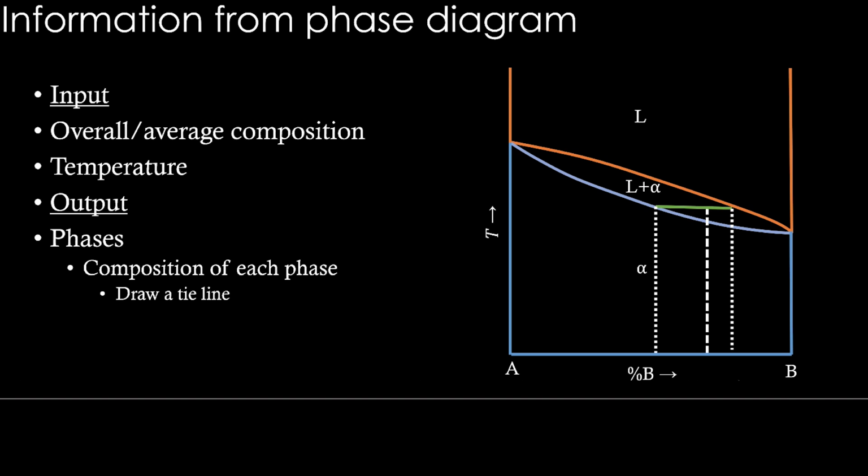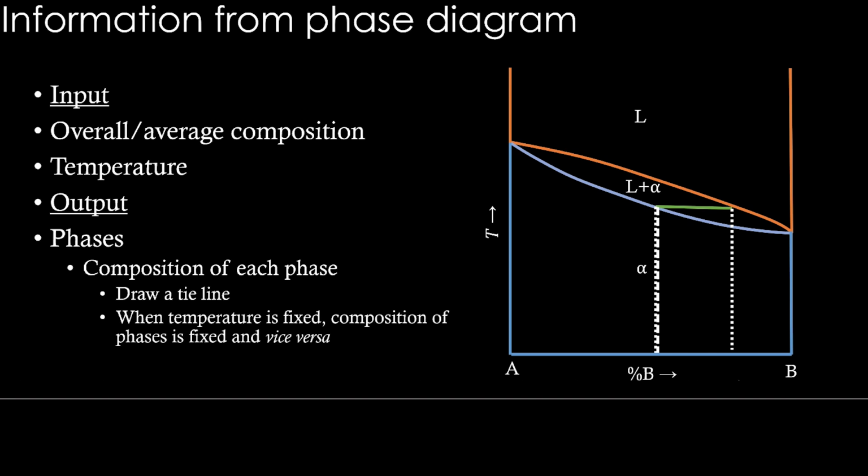Now let's think about a scenario where the overall composition changes. Let's change it from this value to this value. Then what happens to the individual phase compositions? The tie line doesn't move because tie line is for this temperature. In fact, if you change the overall composition up to this and all the way down to this, you don't get any change in the individual phase compositions. As long as tie line remains there, the individual phase compositions do not change. Okay, so when temperature is fixed, composition of phases is fixed and vice versa.